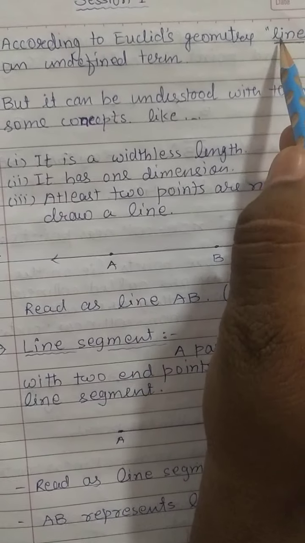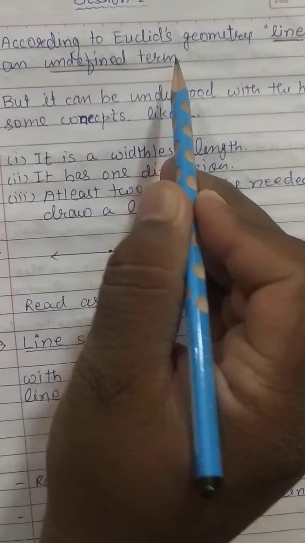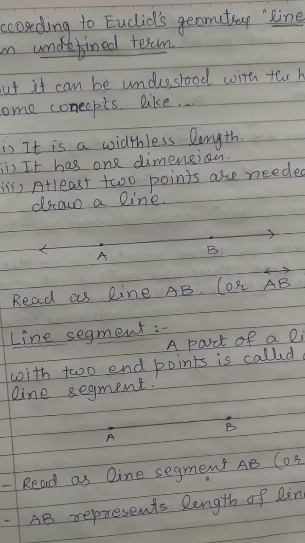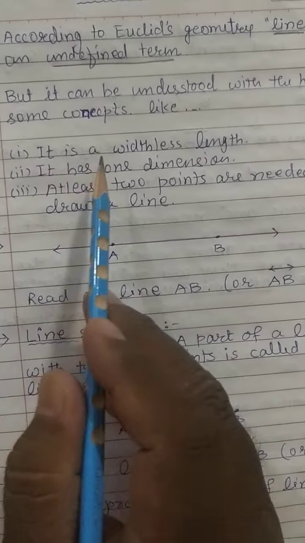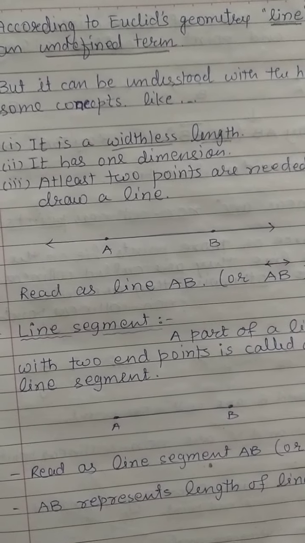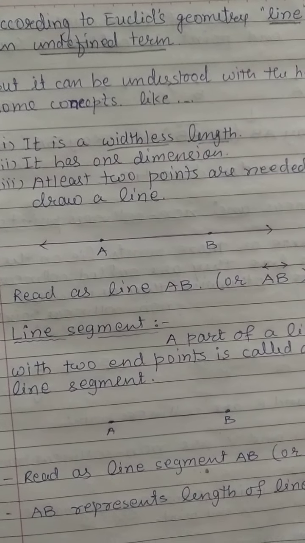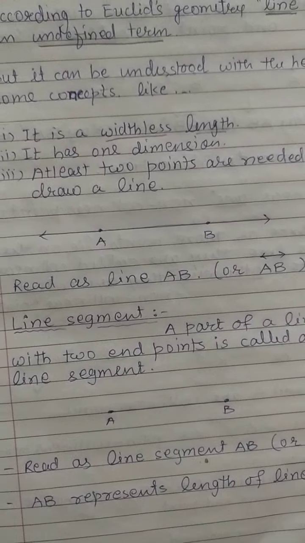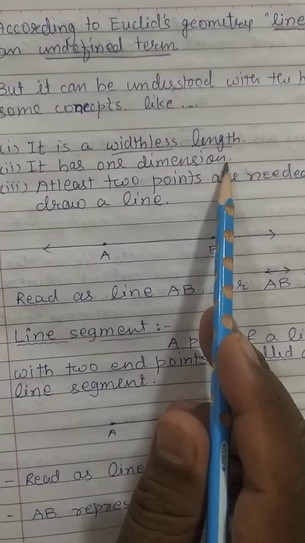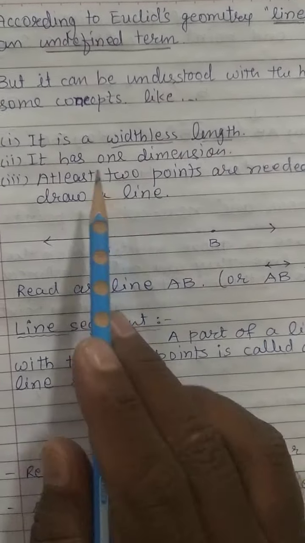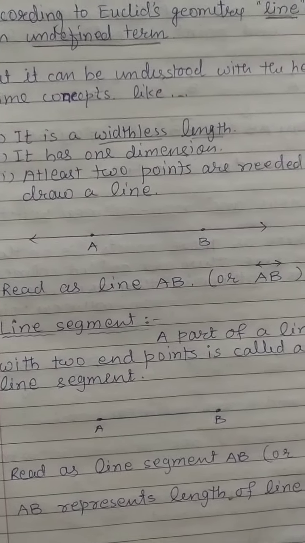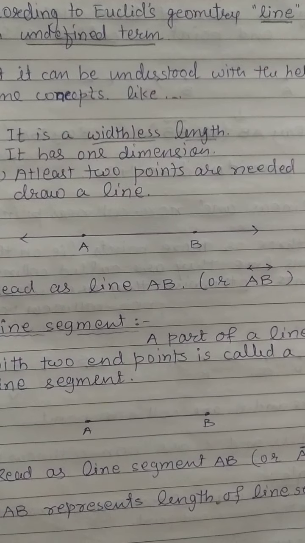So line is an undefined term, but it can be explained or understood with the help of some concepts. First, it is a widthless length, meaning a line has length only, no width. It has one dimension, as you have studied in Euclid's geometry, and at least 2 points are needed to draw a line.